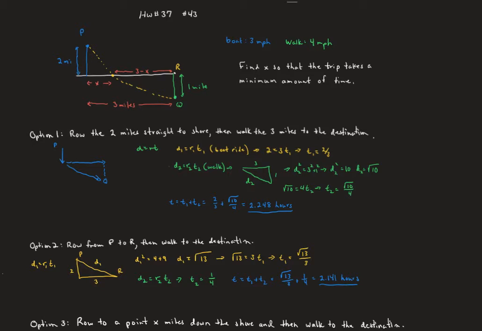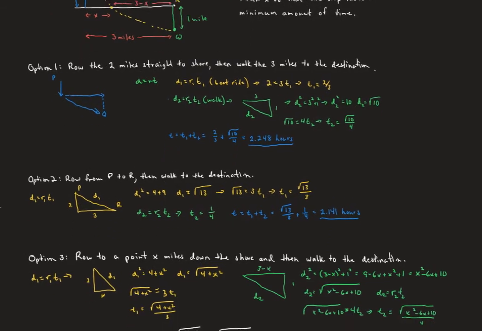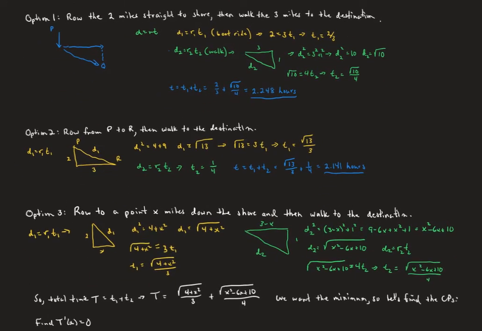So that's one option. The second option is to try to minimize the amount we spend walking. In that case, we will try to row our boat all the way to point R, the point closest to our final destination Q. Then once we get out of the water, we'll walk the 1 mile to point Q, our destination. For the first one, d1 equals r1 times t1, we have to find the distance rowing diagonally across the water.